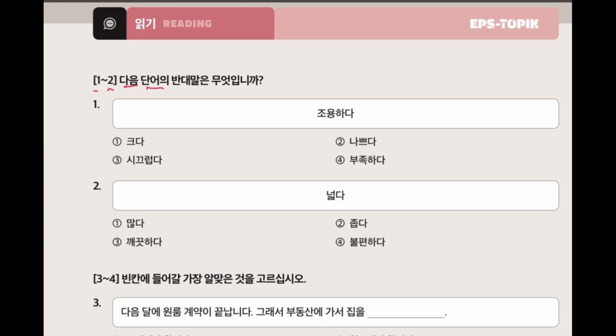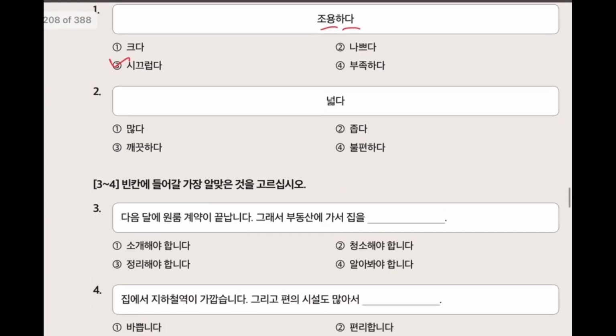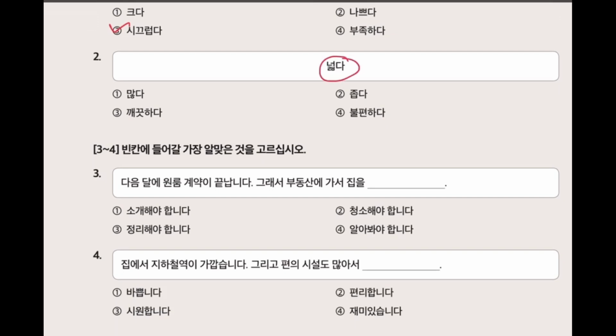Next, the word is given. 반대말 is opposite. What is the opposite of this word? 조용하다 is quiet, so our answer will be 시끄럽다. 시끄럽다 is noisy. Question number 2. 넓다 is wide and our answer is 좁다.